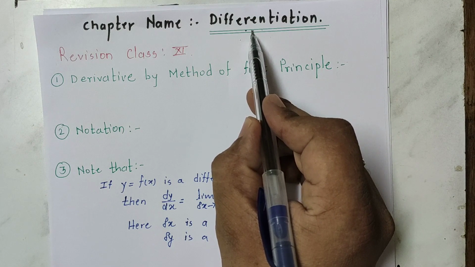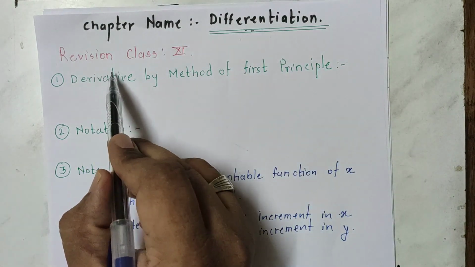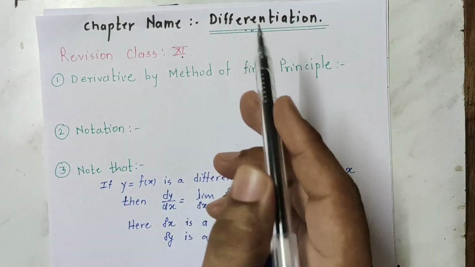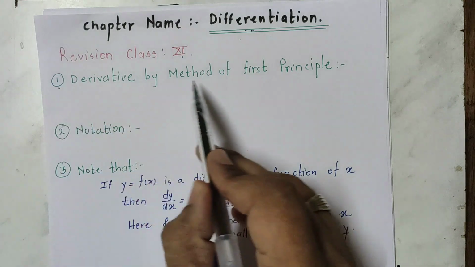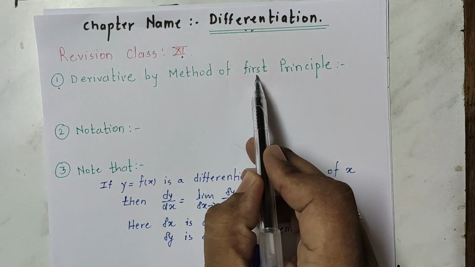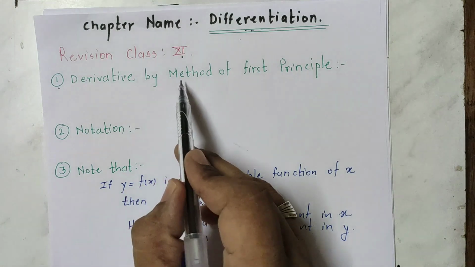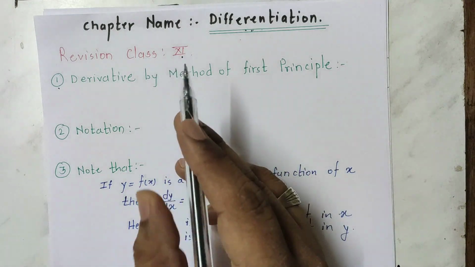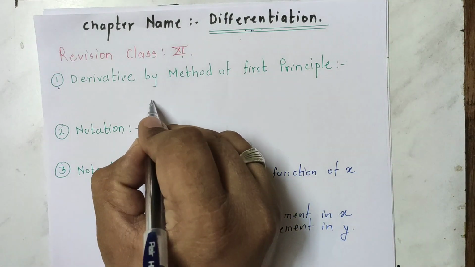Before we study the differentiation chapter, first of all, we revise class 11th. First point, derivative by the method of first principle. We already learned the derivative by the method of first principle in class 11. So what is the first principle formula?